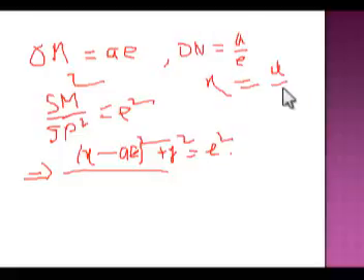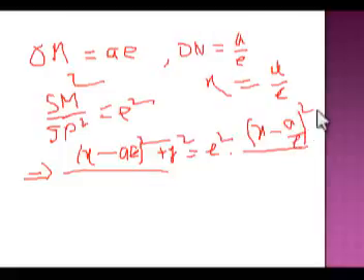So if we put here, we will get x minus a by e whole square, and below, root over 1 whole square, which is 1. So writing 1.